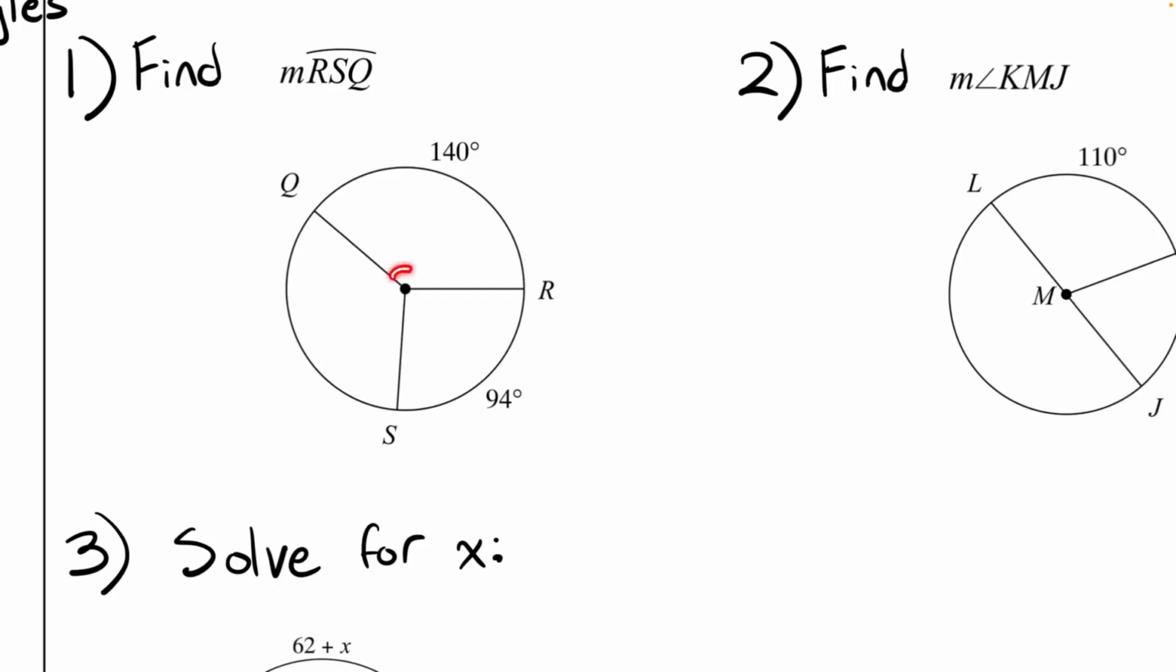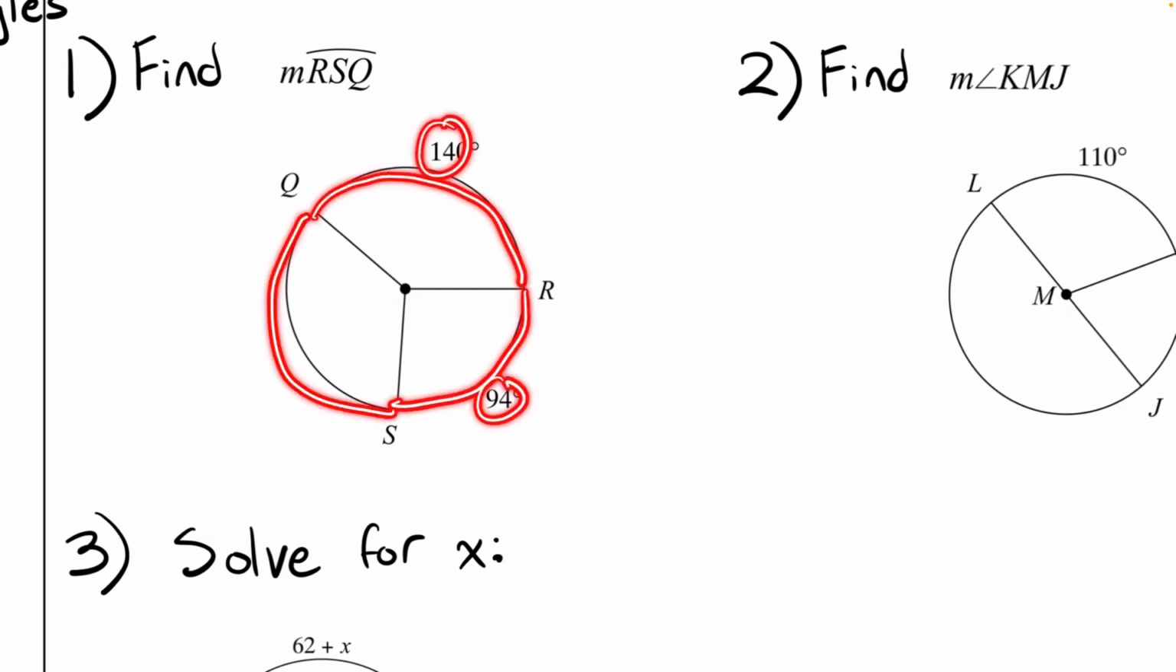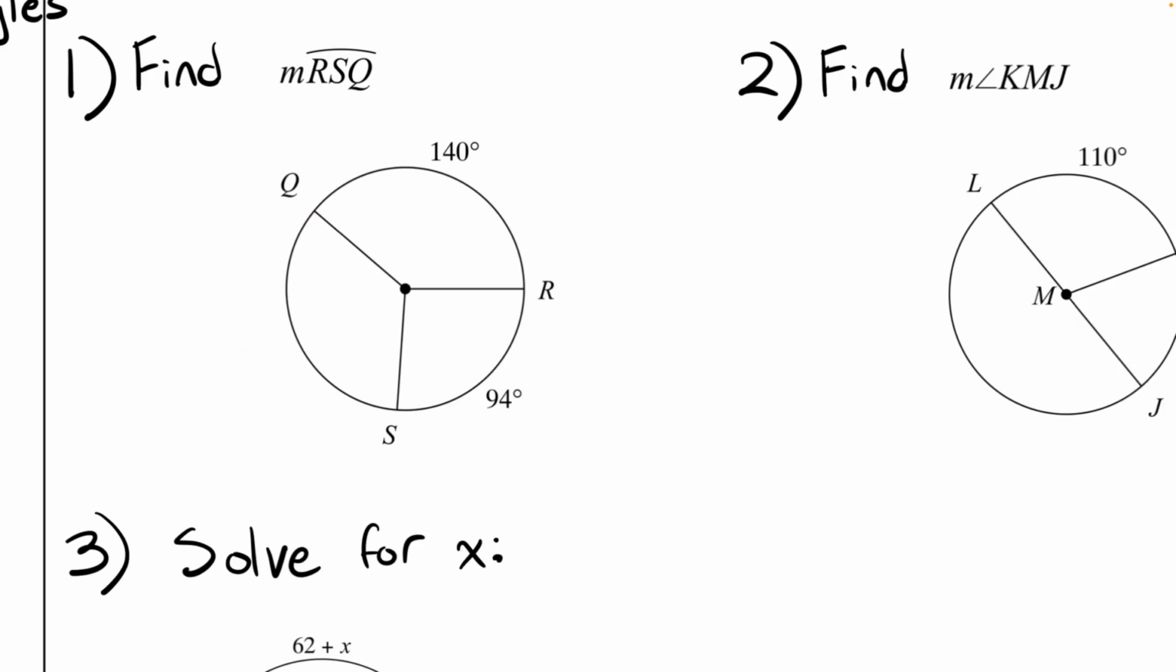Because all angles around a point add up to 360, all of these arcs also add to 360. So if this arc QR is 140 and this arc RS is 94, this arc must be the missing number that adds to these two angles and adds to 360 degrees. So I'm going to go ahead and say 140 degrees. Let's leave the units off for now.